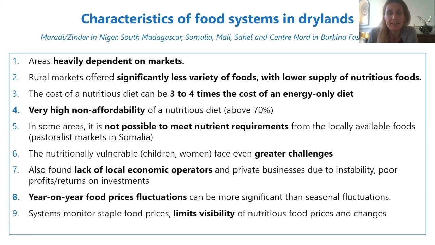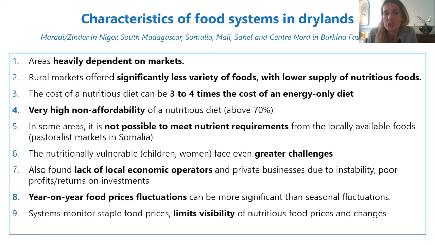First, we see that households are very heavily dependent on markets. These are areas where food production is reduced, and rural markets offer significantly less variety of foods. In a non-dryland area, we probably see above 80 different types of foods, but these are contexts where we see from 50 to 70 food items across all food groups, and with specifically lower supply of nutritious foods.